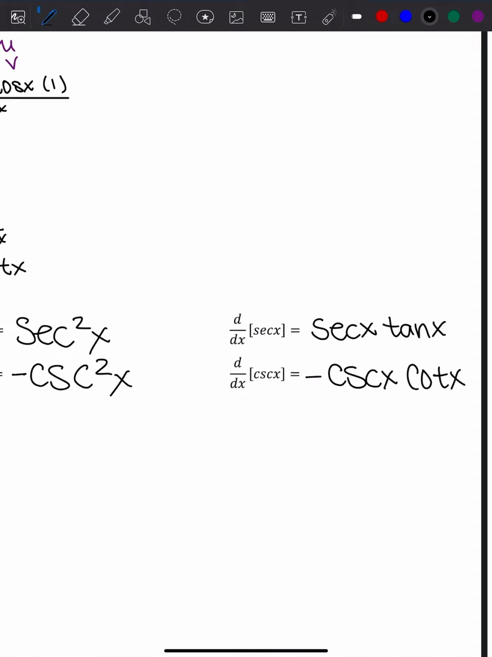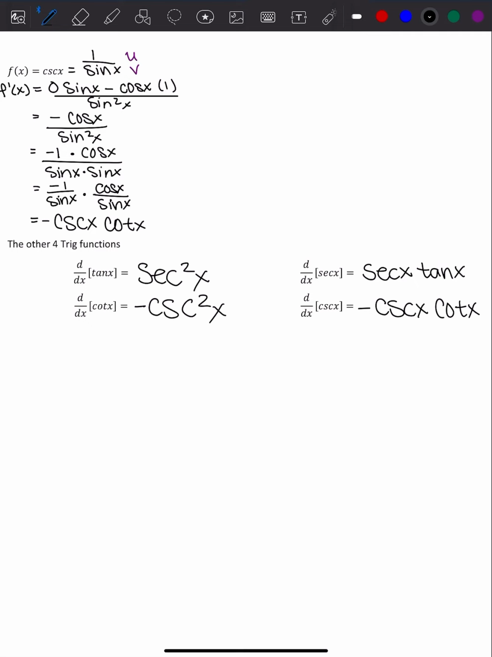So one of the things that's really nice about our trig derivatives is all of our derivatives that start with the letter C, so cosine, cotangent, cosecant, all have a negative in their derivative versus sine, secant, and tangent, which are positive. So that's just kind of helpful when we have to know which one's negative and which one's not.